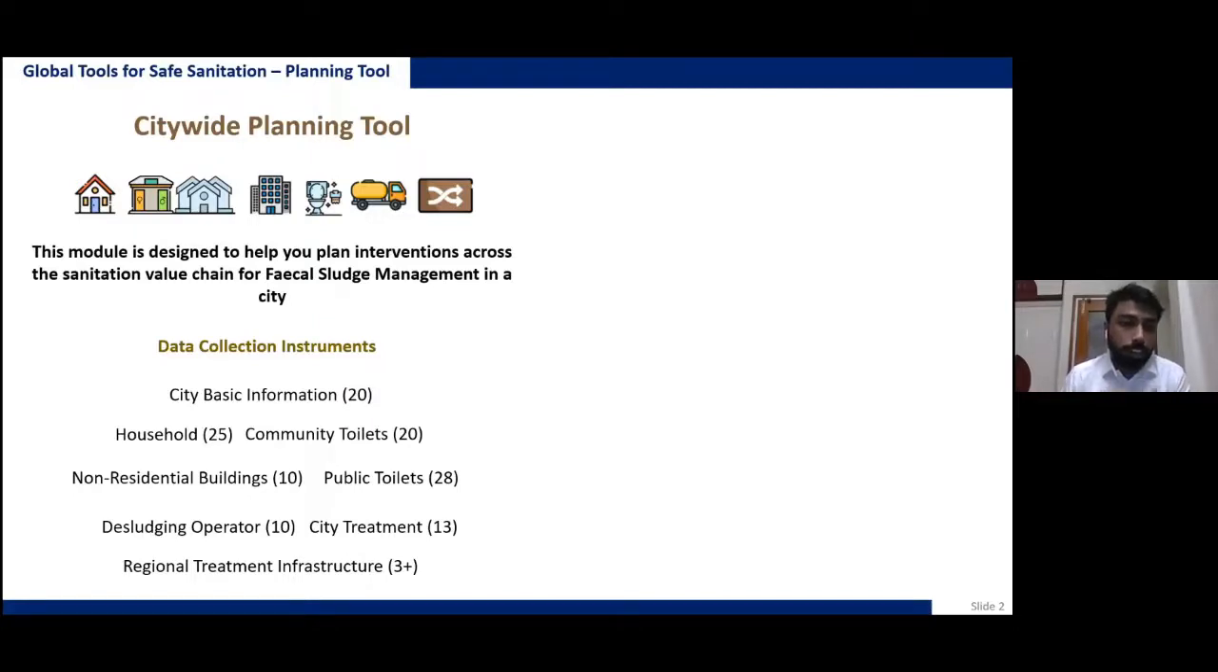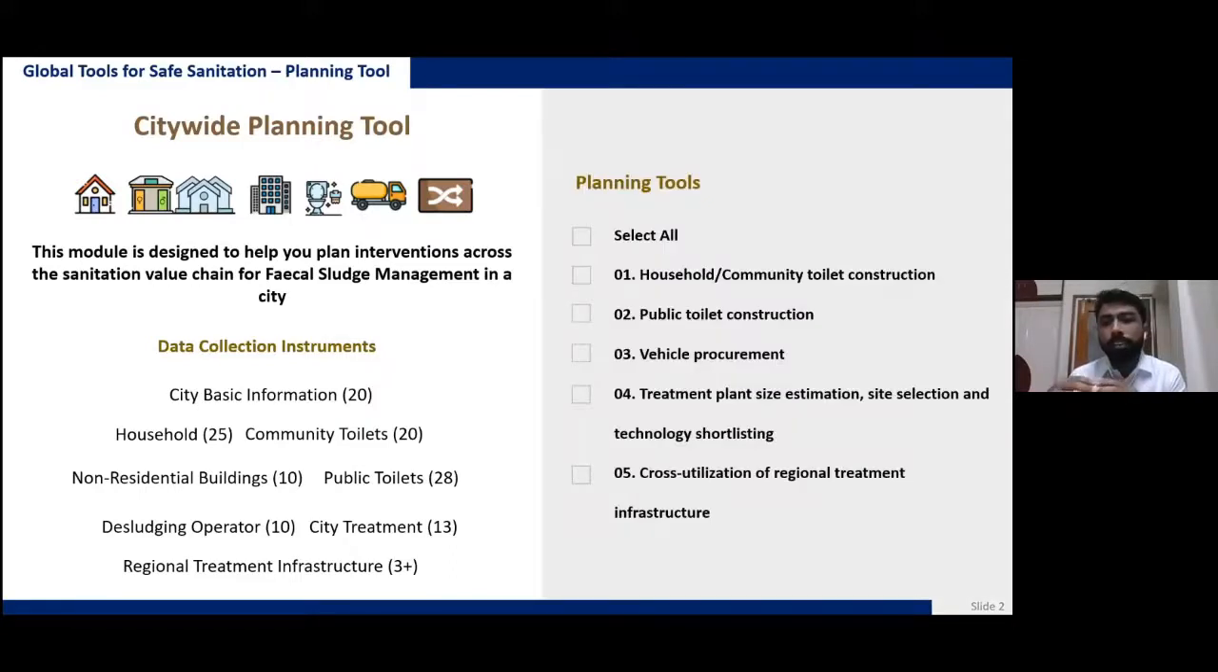So the tool basically gives you all of these options, and you can select which one you want to do. It's not like you have to do all the components or follow all the components of the tool. If a city's or a city municipality's current interest is only to plan for household or community toilet constructions, they can choose that module or that particular tool, and only those questions which are relevant to that particular tool will appear in the mobile application which is linked to this platform.